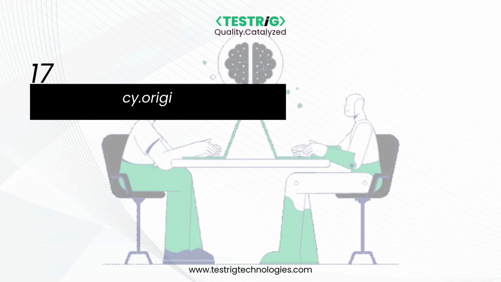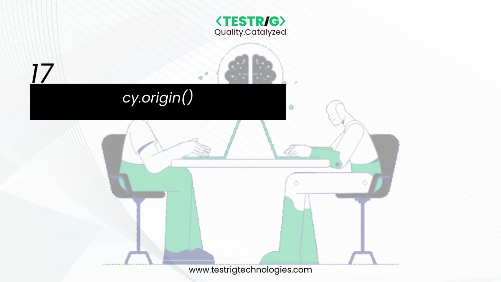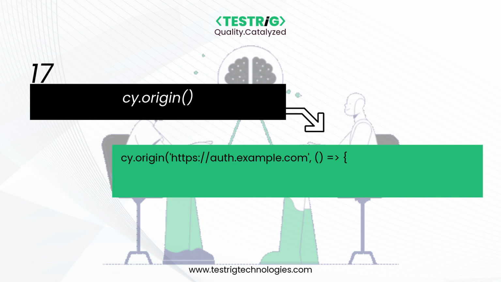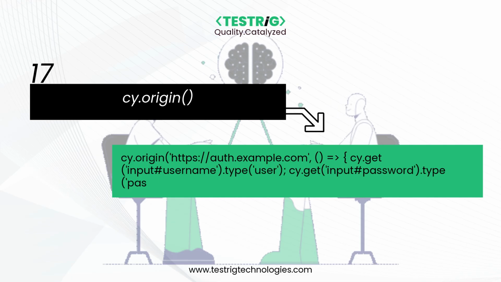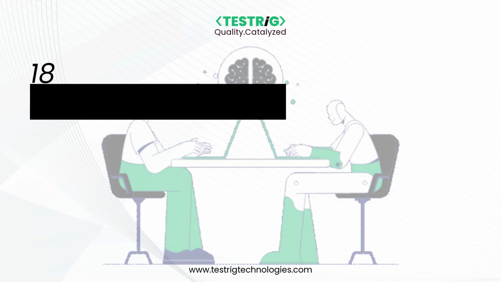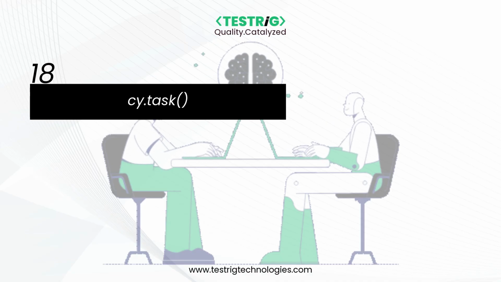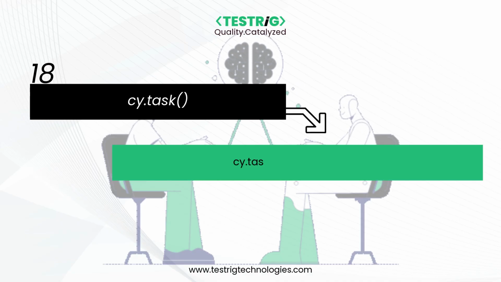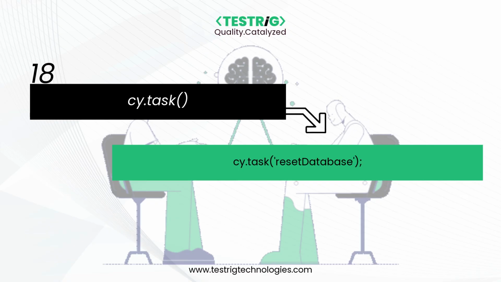cy.origin allows interaction with domains other than the app under test. Use this for workflows involving SSO or OAuth. cy.task executes Node.js scripts for backend processes. Useful for database seeding, email verification, or file handling.